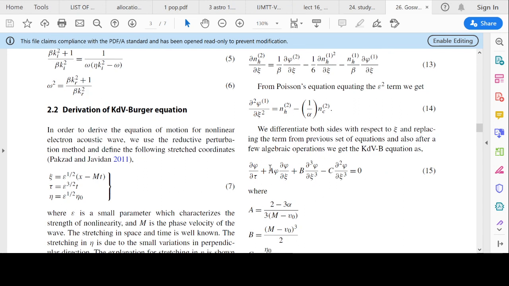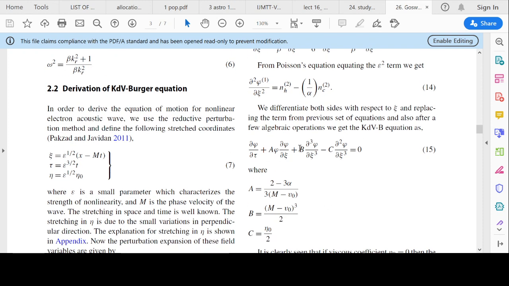So it will be KdV. This is now a KdV Burgers equation. If this one is not there, B is 0, so it is Burgers equation. If C is 0, then it's a KdV equation, and if you have all these three terms, it is KdV Burgers equation. So the nonlinear term will always be there.